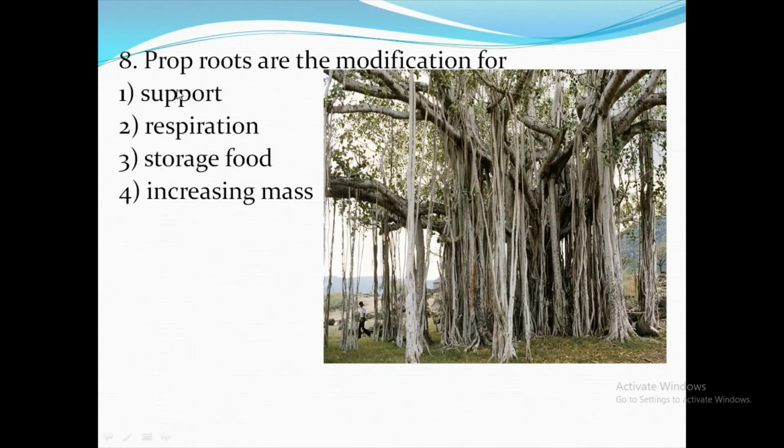Prop roots are the modifications for... Now prop roots are aerial roots, or you can say they are adventitious roots. So these are the prop roots of banyan tree. Normally roots arise from a radicle, so they are called true roots. But here the roots arise from the aerial parts of the plant. That is why they are called adventitious roots. So the main function of prop roots is to provide support to the large plant.